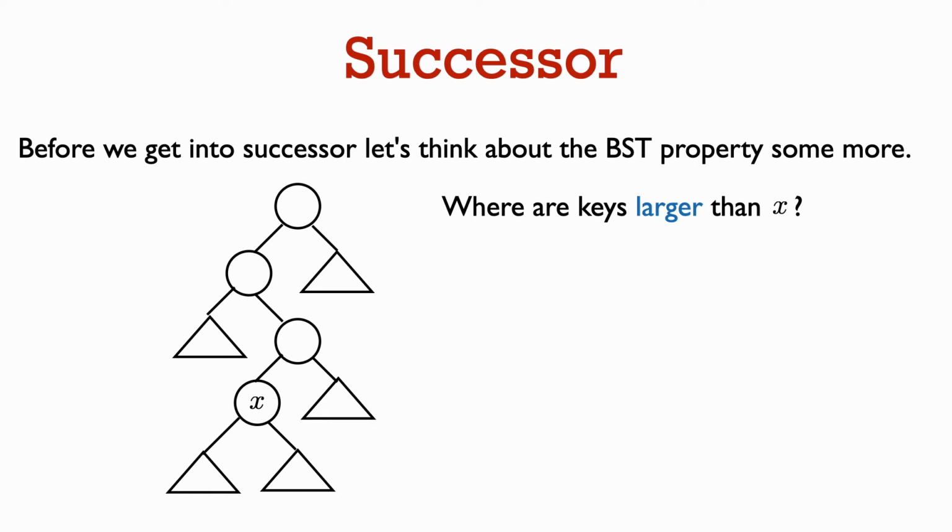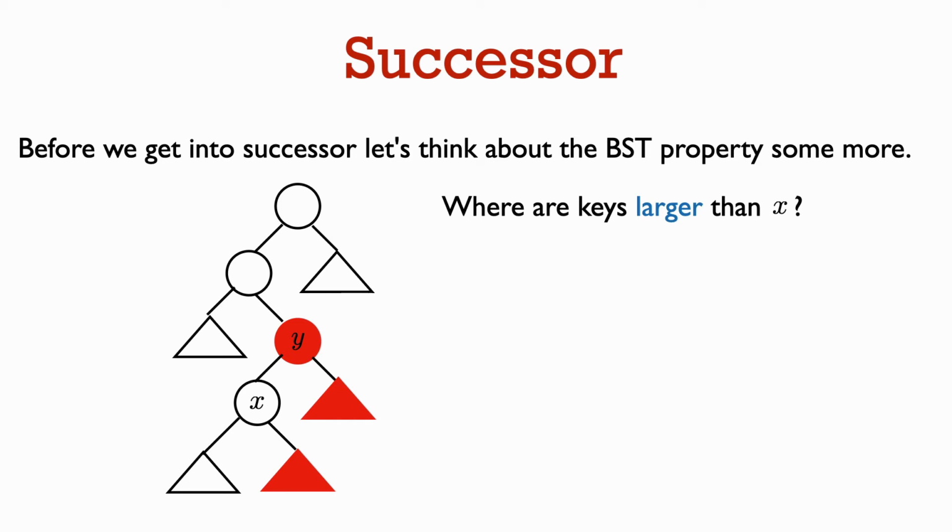Suppose that x is the key shown in the picture. Let's first think about where keys larger than x are located in this tree. Now, of course, x's right child and all descendants of x's right child will have keys larger than x. Again, we know this by the BST property. How about the node with key y? The node with key x is the left child of its parent, which has key y. Since it is the left child, this must mean that x is less than y. Also, everything in the right subtree of the node with key y has keys that are greater than y, and therefore also greater than x. Thus, all the nodes colored red in the picture have keys that are larger than x.